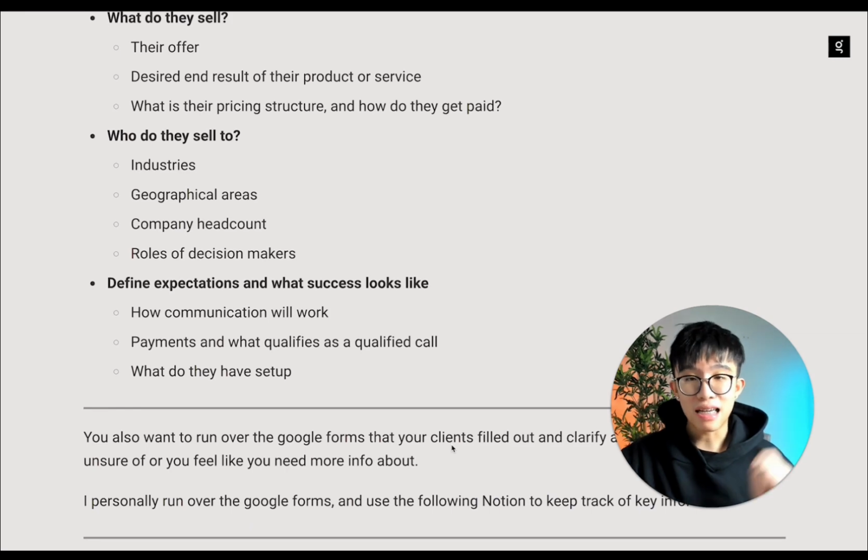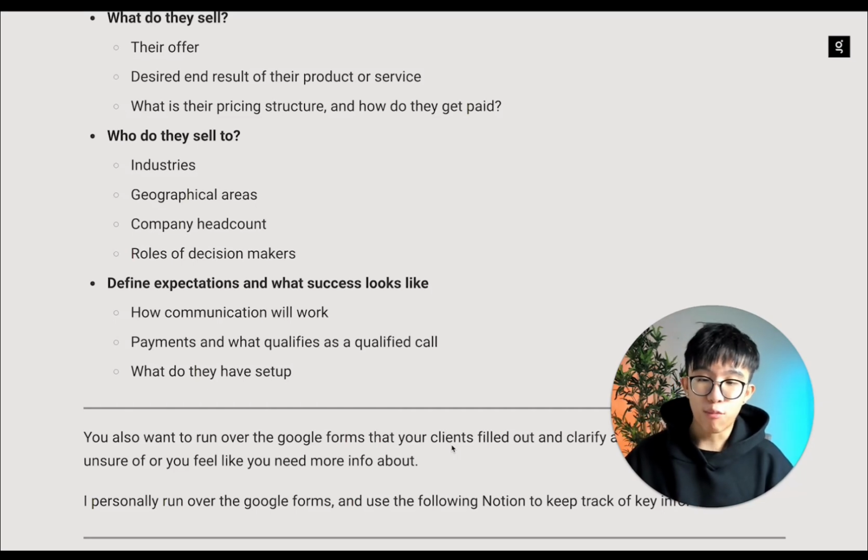After that, again, I like to define the expectations and see what success looks like for them, right? So I like to establish how communication will work. Will we have weekly calls, bi-weekly check-in calls, monthly check-in calls? What does that typically look like? I recommend as a beginner, I would do weekly check-in calls. And as you become very proficient and you get more clients, I would do bi-weekly calls. I personally do bi-weekly calls in my own agency. But in the beginning, I would recommend weekly calls.